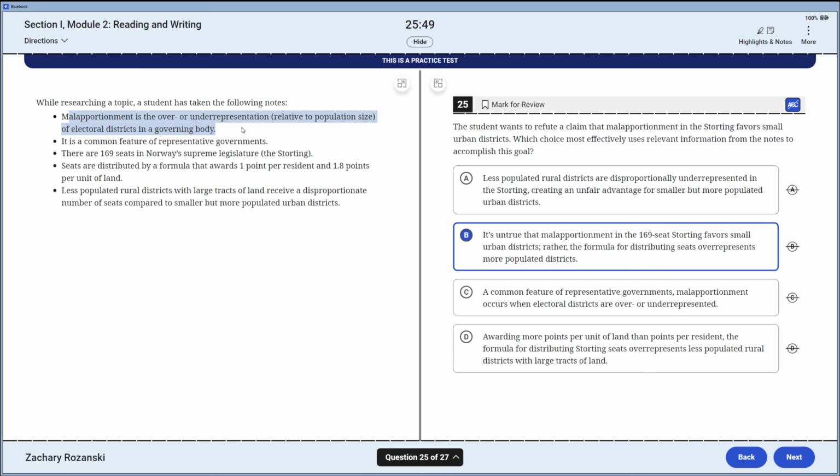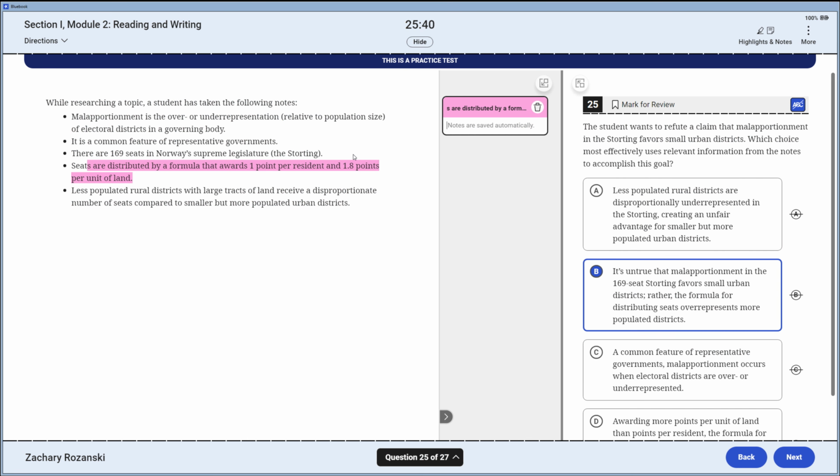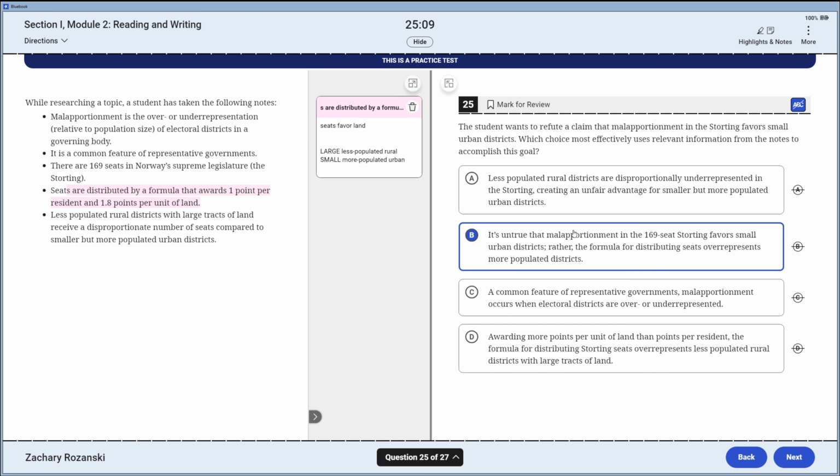Here's the definition of what that word means. It commonly happens in representative government. Apportionment is merely distributing seats in their legislature. Seats favor, okay, we can slow down. Seats favor land. Okay, less populated, rural, and then large is what it means. So large refers to size, less populated, and we'll glue those words together so we don't get confused. I could tell by this question it was trying to make me juggle a whole bunch of things. So then we've got small, more populated, urban. Those are the facts of the matter.